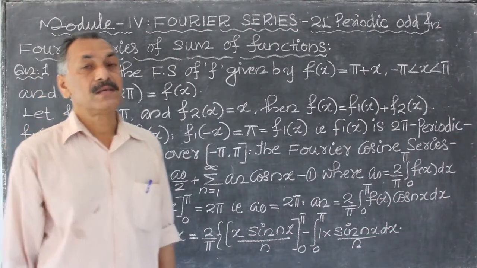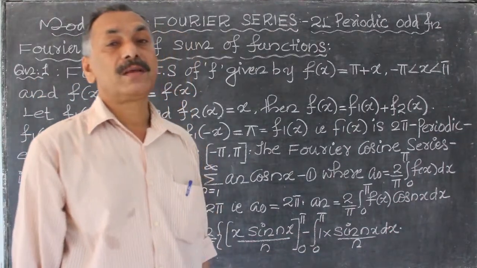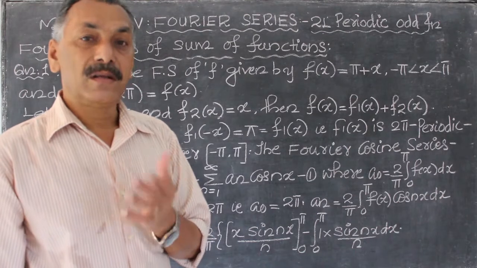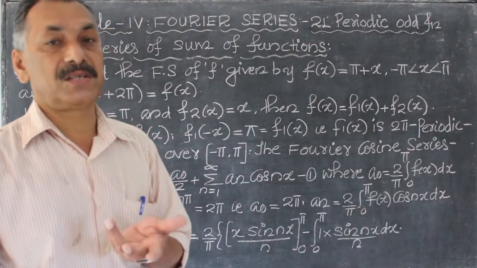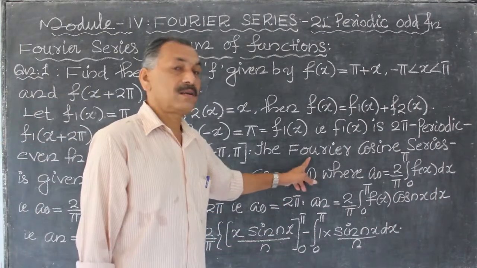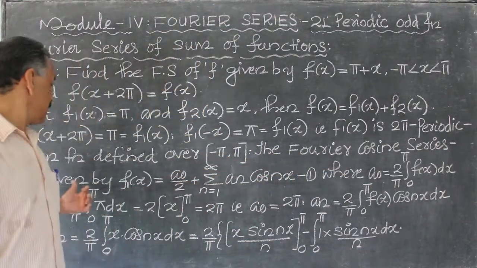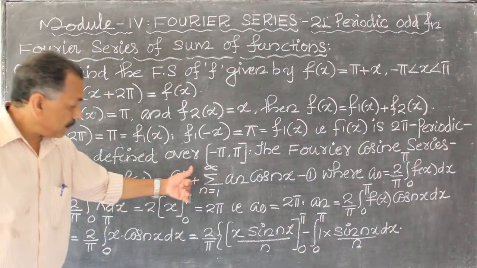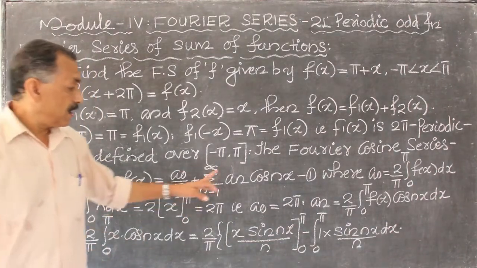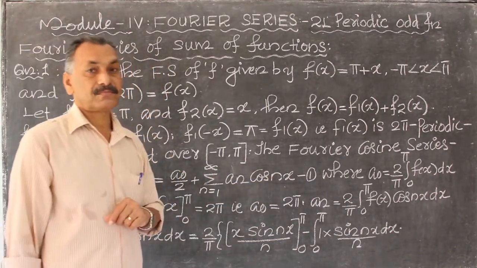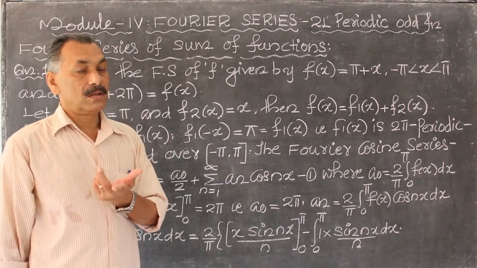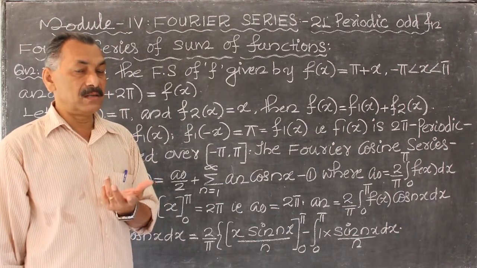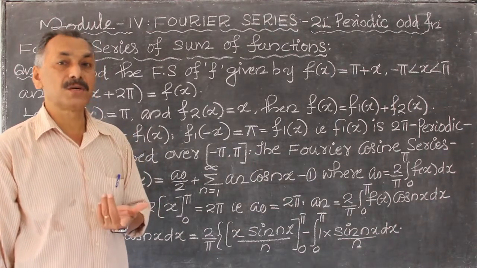Then what about the Fourier series of f1? The Fourier series of f1 is the corresponding Fourier cosine series. The Fourier cosine series is given by f1 of x is equal to a0 by 2 plus sigma n equals 1 to infinity of an cos nx. bn is equal to 0, since f1 of x is even.